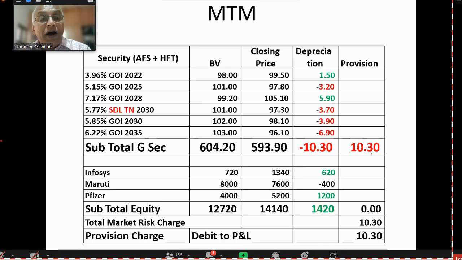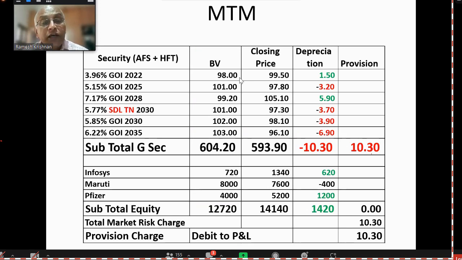So now, this is the MTM representation of one of the investment portfolios I put here. Now, HTM need not be marked to market. I have already clarified. Held to maturity need not be marked to market. So available for sale and HFT together, these are 4, 5, 6 government securities, including one state development loan. So government security need not be Government of India. Government of India plus state development loans both come under SLR.